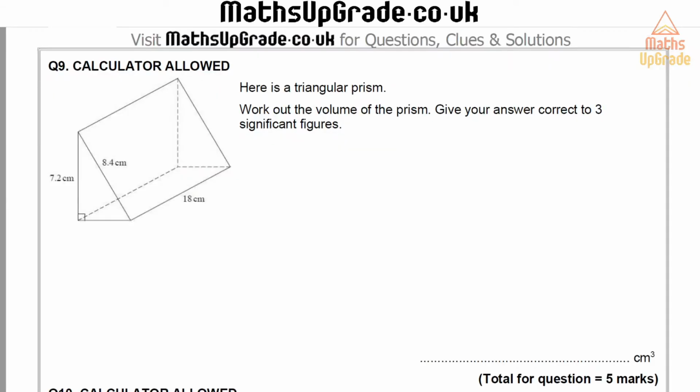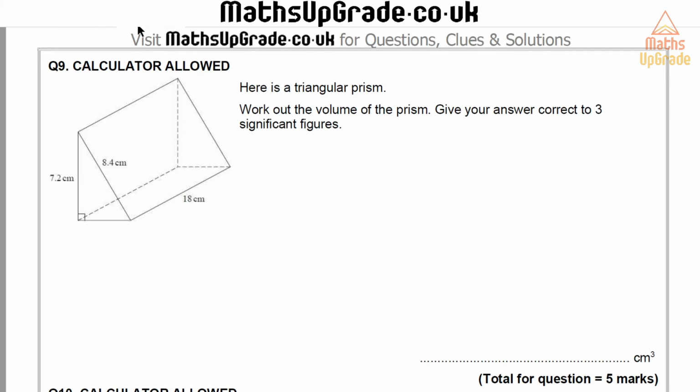Question 9. A lot of the questions we've seen so far in this booklet have involved cubes and cuboids. This question involves a triangular prism. At first glance it looks fairly straightforward to find the volume of this as long as I know the formula, but actually I need to use Pythagoras first of all. If you're not sure how to use Pythagoras, be sure to look at my video clip on my channel beforehand.